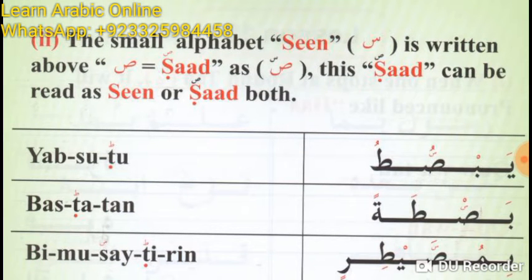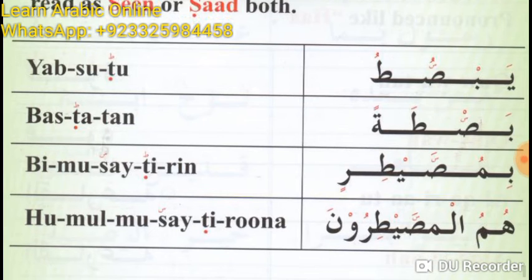The small alphabet scene is written above sod, as this sod can be read as seen or sod both. My question was, how do you know which is which? How do you know when to put the sod or when to put the seen? It does not matter. You can say seen here, you can say sod here. The sound is very similar, that's why we don't care about it. So it's up to you how you read it.